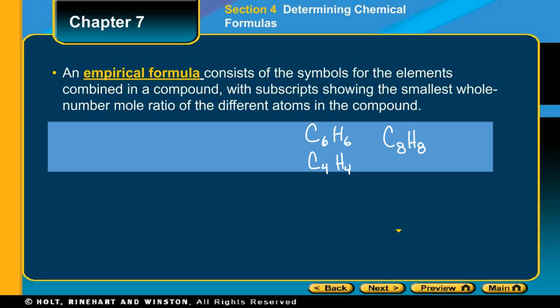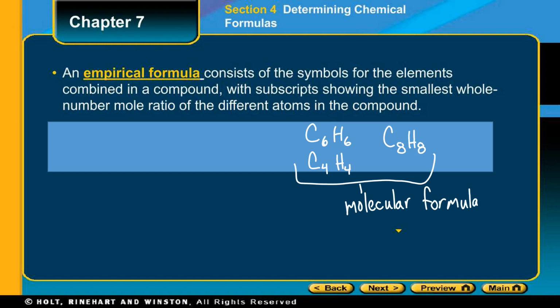And they are all different molecular compounds. So C6H6 is hexene. If it was in a ring structure, it'd be benzene. C4H4 is propene. And C8H8 is octene. All right. Now, these would all represent what we would call a molecular formula because it shows exactly what's there.